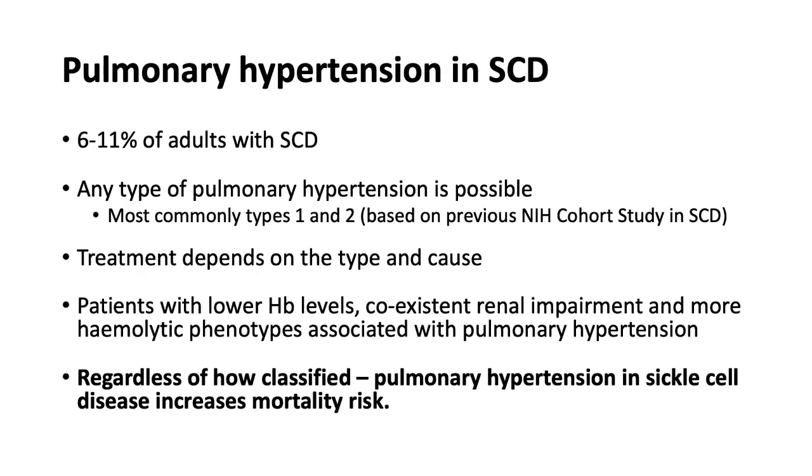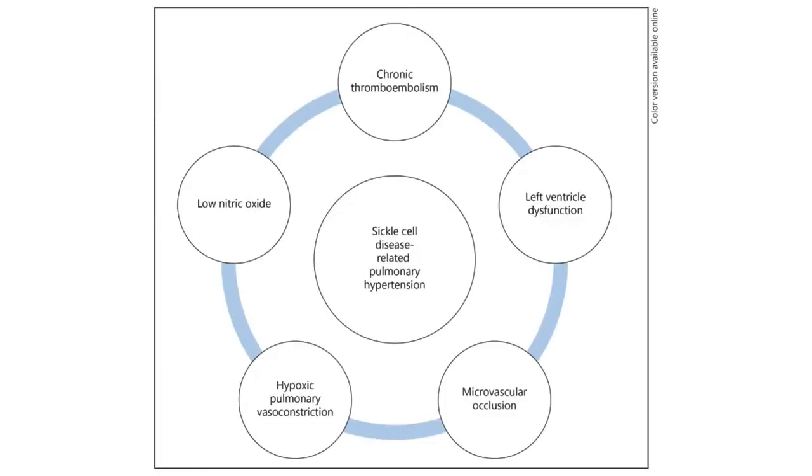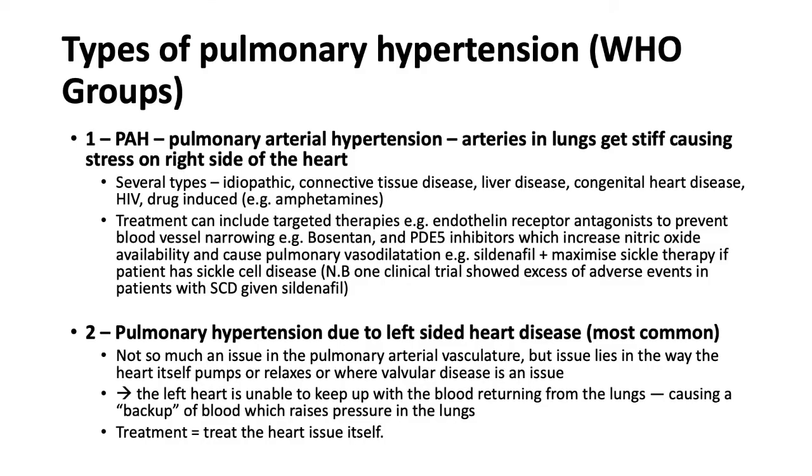Regardless of how you classify it and what the cause is, if someone who has sickle cell disease has pulmonary hypertension, it increases their mortality risk. So these patients generally have lower life expectancy. This diagram summarizes all of the different reasons that might happen, but I'll talk through that in the different types of pulmonary hypertension. Sorry for this being a bit wordy, but you'll probably get a recording of this or a copy of the slides that you can read through in a bit more detail.